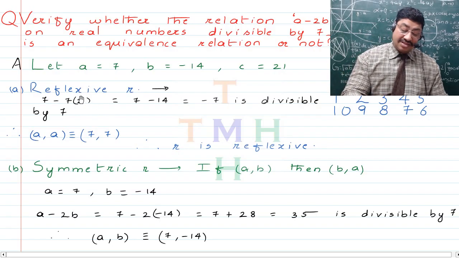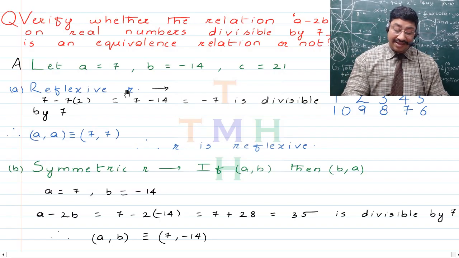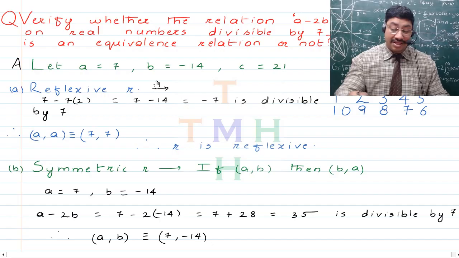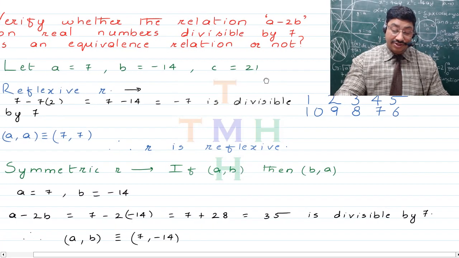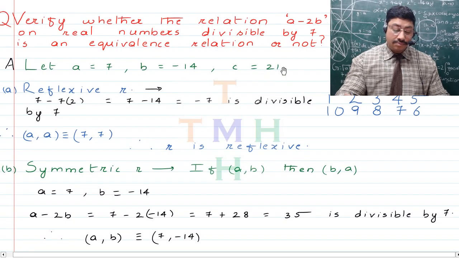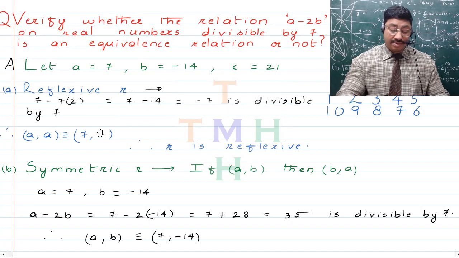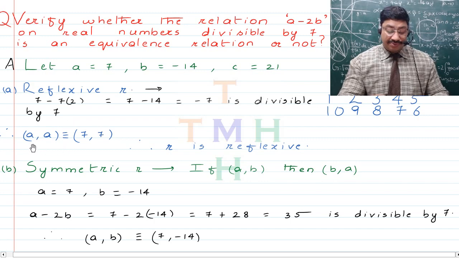Okay, so the first thing that we try and check is the reflexive relation, where we talk about 7 minus 7 times 2, because it is a minus 2b that we've got to check for the relation, right? So next we talk about 7 minus 14, which becomes equal to minus 7, and this is divisible by 7, remember. Now as we have a comma a, we can say that this is represented by 7 comma 7, and as such we have the relation to be reflexive.